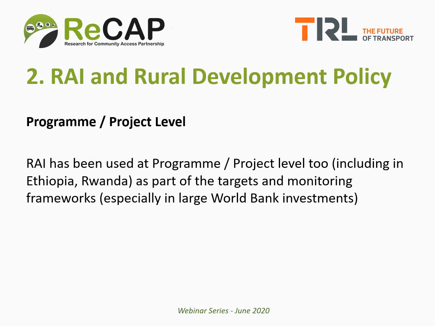Some countries have attempted to use RAI at the program or project level as a tool to monitor progress. The African Development Bank and the World Bank have supported such initiatives on their projects. The Ethiopian Universal Rural Roads Access Program, for example, uses RAI as a program indicator.